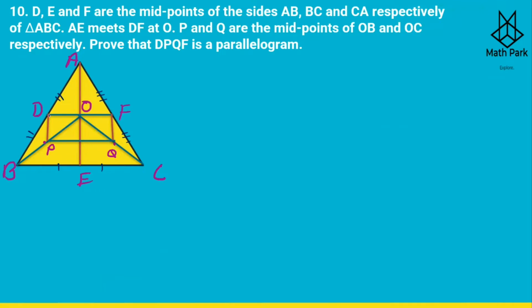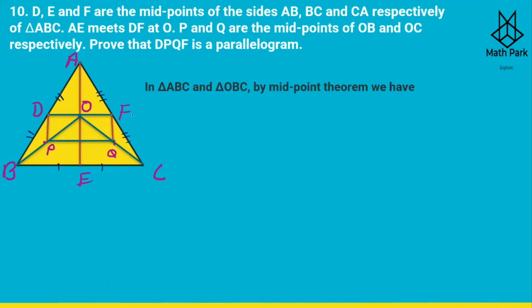Also, AE meets DF at O when we join DF. And P and Q are the midpoints of OB and OC respectively. So P is the midpoint of OB and Q is the midpoint of OC. You have to prove that DPQF is a parallelogram.